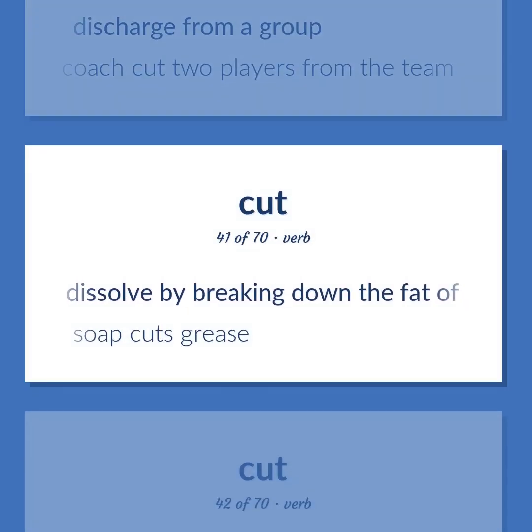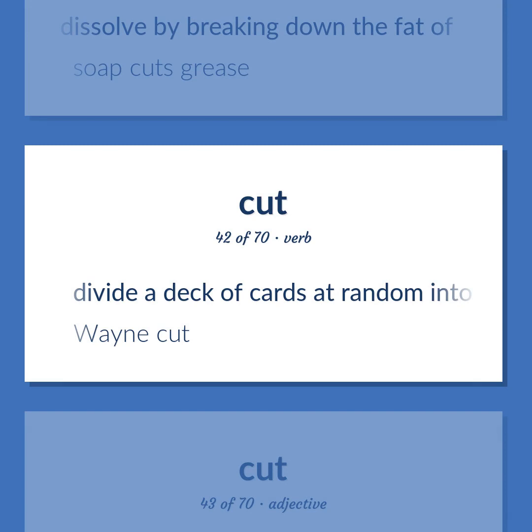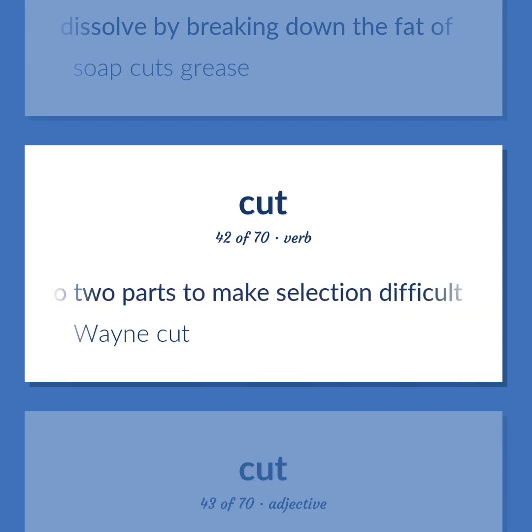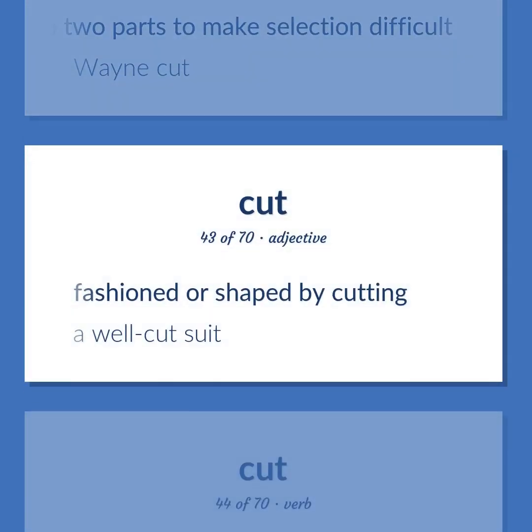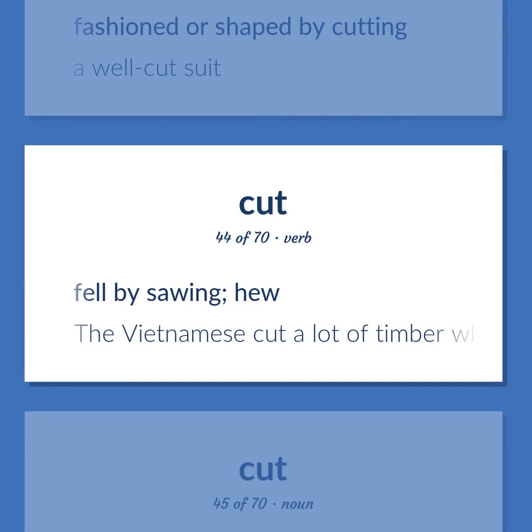Dissolve by breaking down the fat of. Soap cuts grease. Divide a deck of cards at random into 2 parts to make selection difficult. Wayne cut. Fashioned or shaped by cutting. A well-cut suit. Fell by sawing. Hew. The Vietnamese cut a lot of timber while they occupied Cambodia.